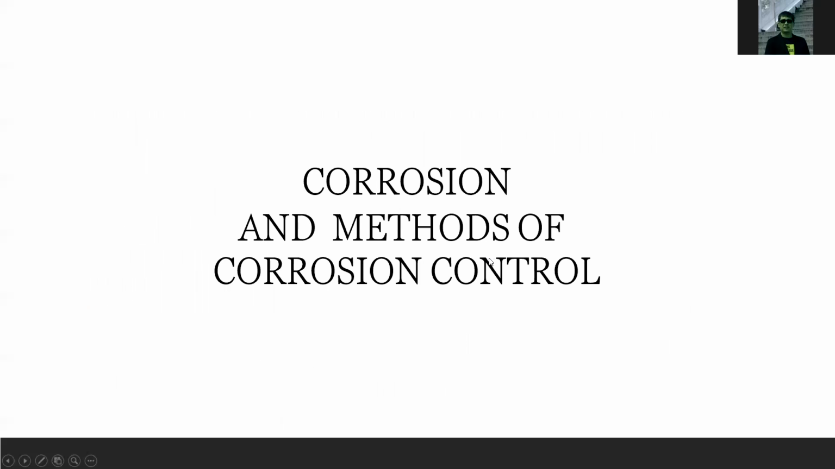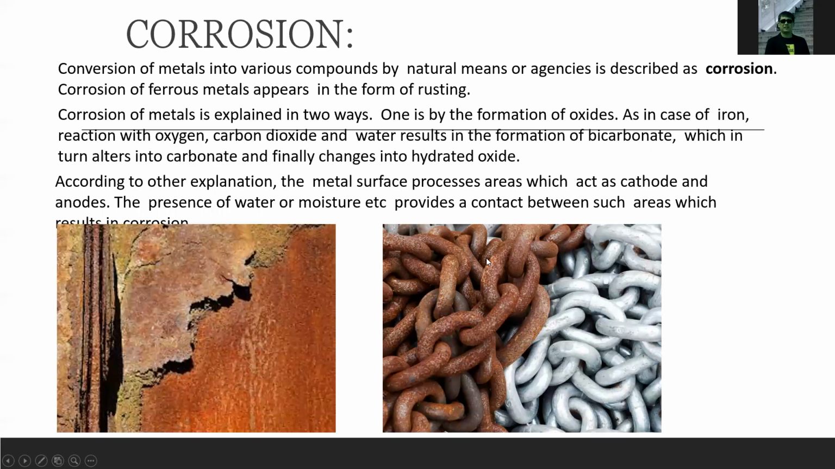Corrosion is a conversion of metal into various compounds by natural agencies. Corrosion of ferrous metal appears in the form of rusting, as you can see in the pictures. One is the formation of oxides, as in cast iron, by reaction with oxygen, carbon dioxide, and water, which results in the formation of bicarbonates, which in turn alter and finally change to hydrated iron oxide, which is the rust.